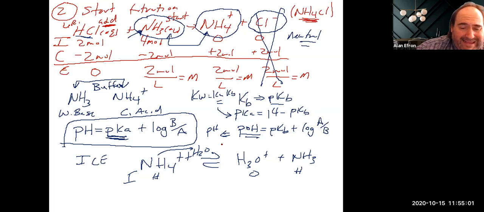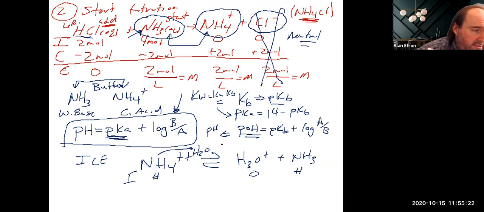So again, to keep it simple, I would probably stick, if you recognize it as a buffer, with the Henderson-Hasselbalch equation, but you do want to, again, make sure that you're not just sticking in the pKb value thinking it's the pKa value. So this is very much like the last titration as well.